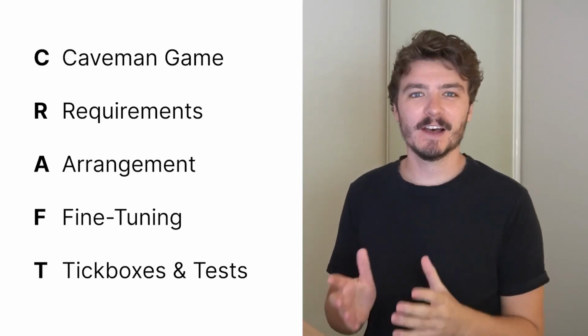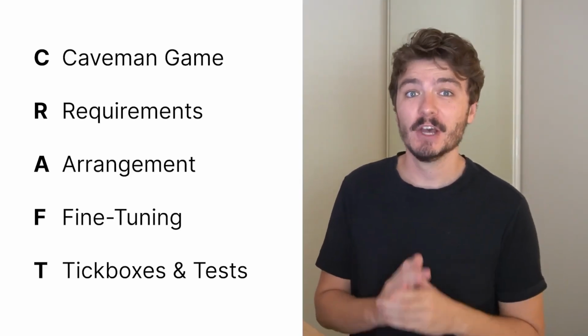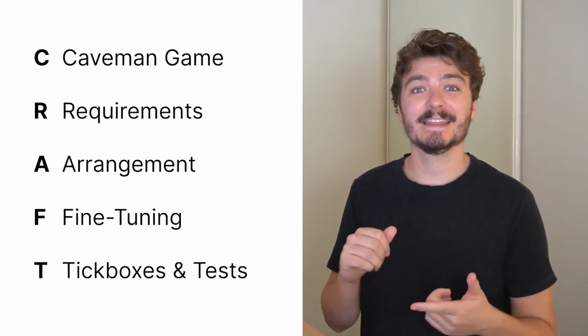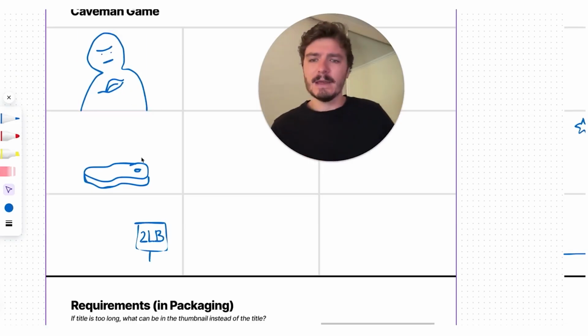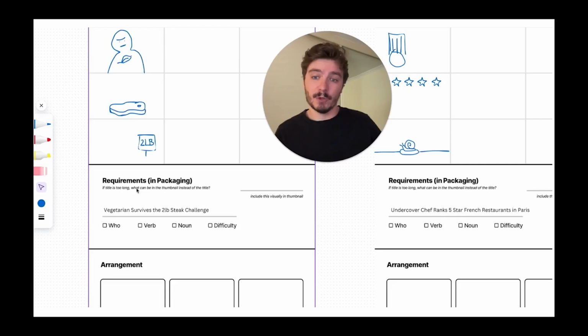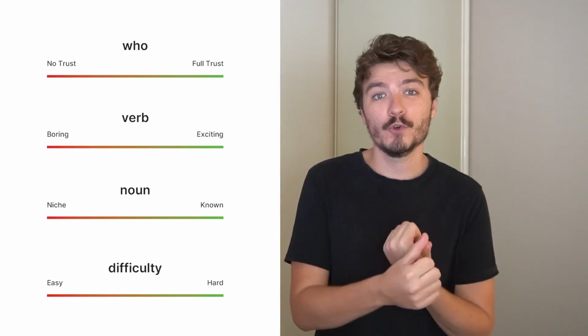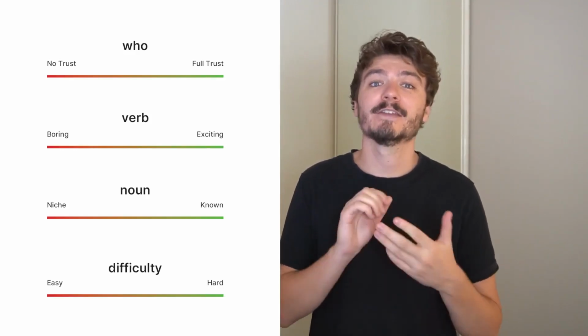All right, so it's the last step here of the craft process, which is T, the tick boxes and the tests. So here you can see the thumbnail that we ended up with. First, we did the Caveman Game. Here we understood what visual elements do we need in the thumbnail to visually explain the premise of this video. After that, we went through the requirements to ensure that we had all the different requirements needed for this packaging. The who, the verb, the noun, and the difficulty.